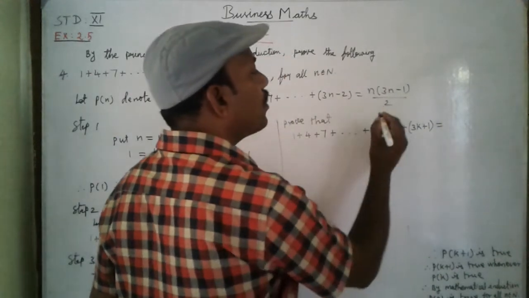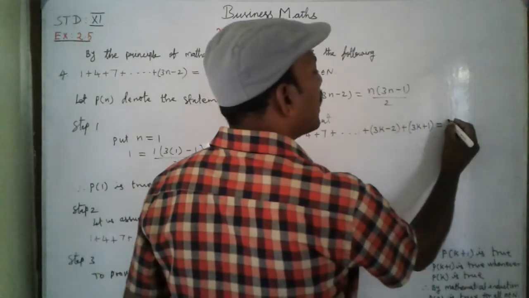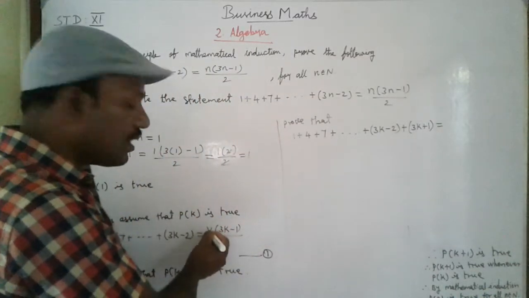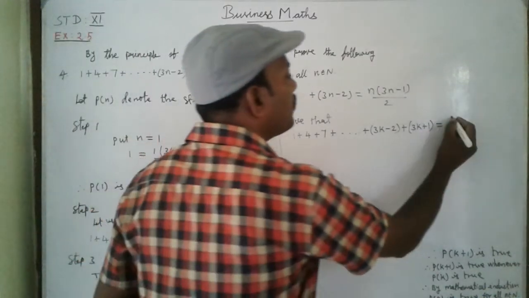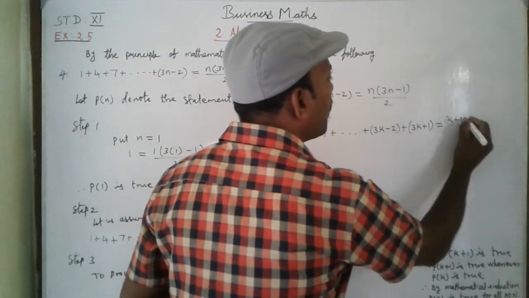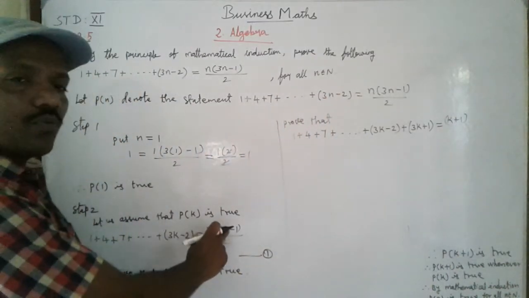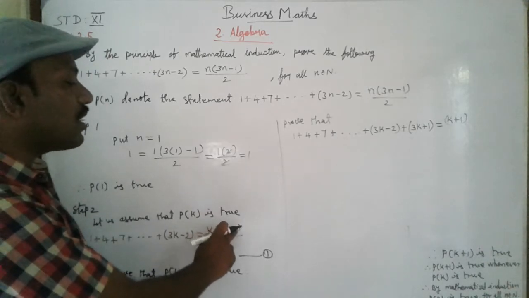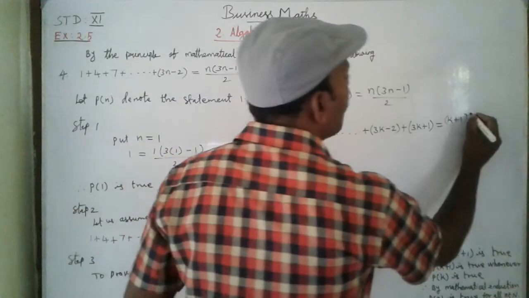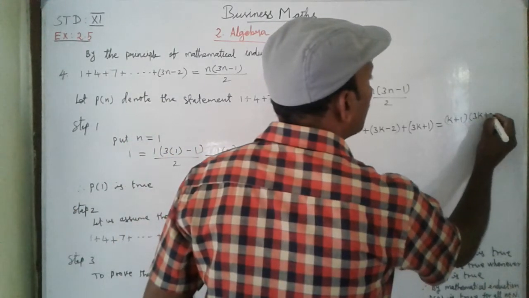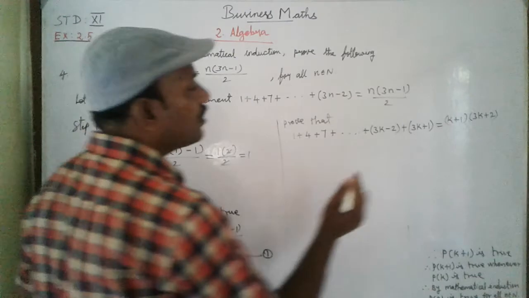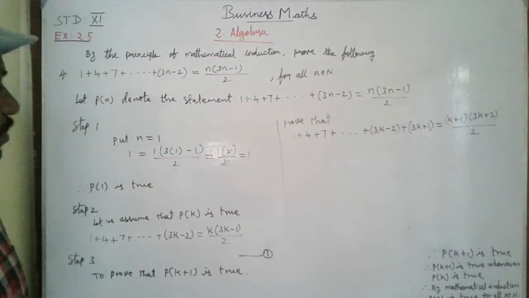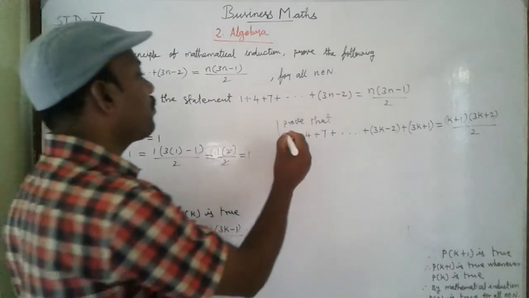Equal to, we should prove what: the k is k plus 1, so first one, k is given, so (k plus 1) into (3 into (k plus 1) minus 1), so 3k plus 3 minus 1 is 2, 3k plus 2, divided by 2. We should prove this, divided by 2. We have to prove.